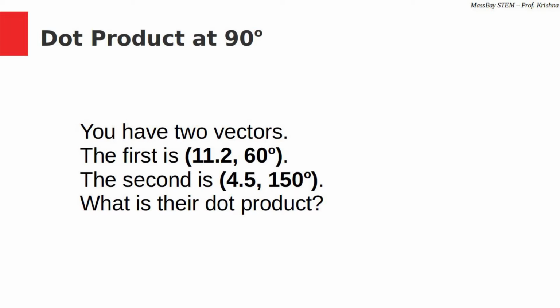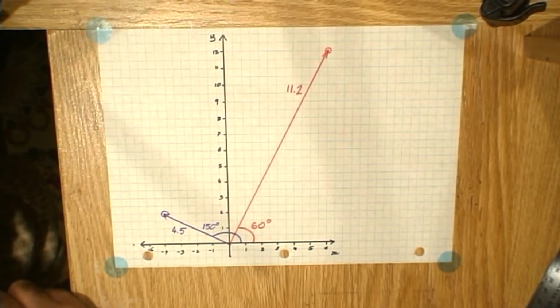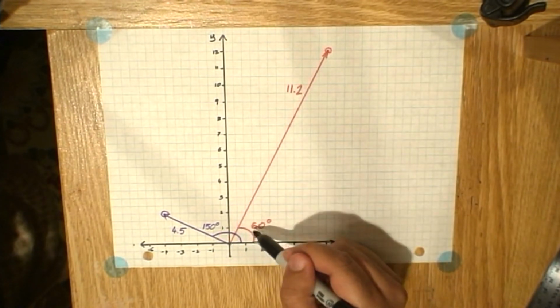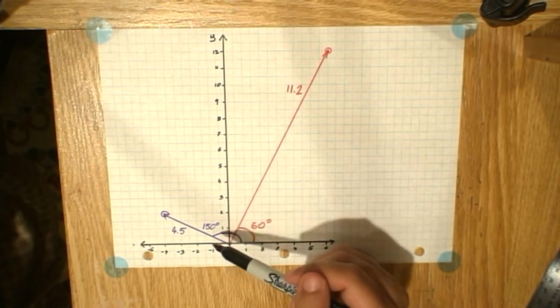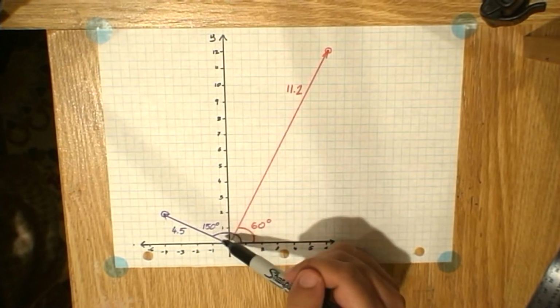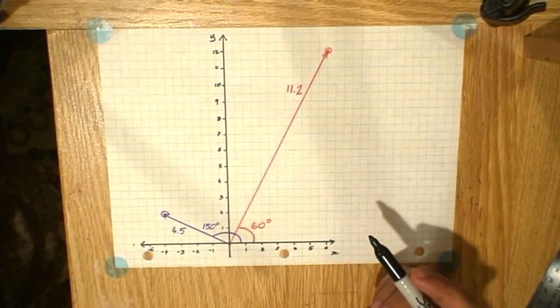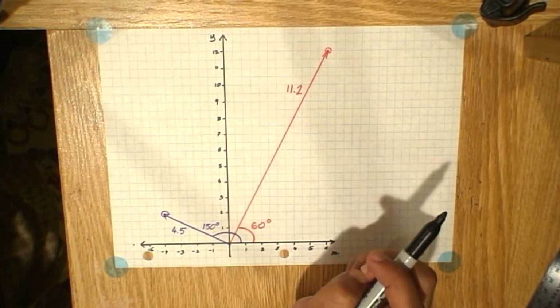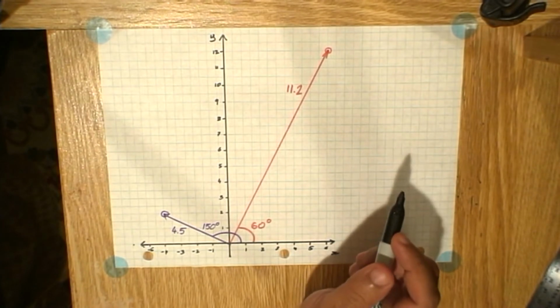Consider this example. You have two vectors. The first is 11.2 oriented at 60 degrees, and the second is 4.5 oriented at 150 degrees. What is their dot product? Here are our two vectors. The first with a length of 11.2 and an angle of orientation of 60 degrees, and the other with a length of 4.5 at an angle of orientation of 150 degrees. Now, given this information, let us solve for what the dot product would be.